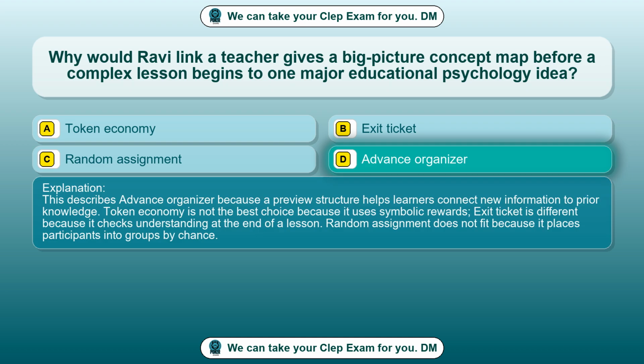This describes advance organizer because a preview structure helps learners connect new information to prior knowledge. Token economy is not the best choice because it uses symbolic rewards. Exit ticket is different because it checks understanding at the end of a lesson. Random assignment does not fit because it places participants into groups by chance.